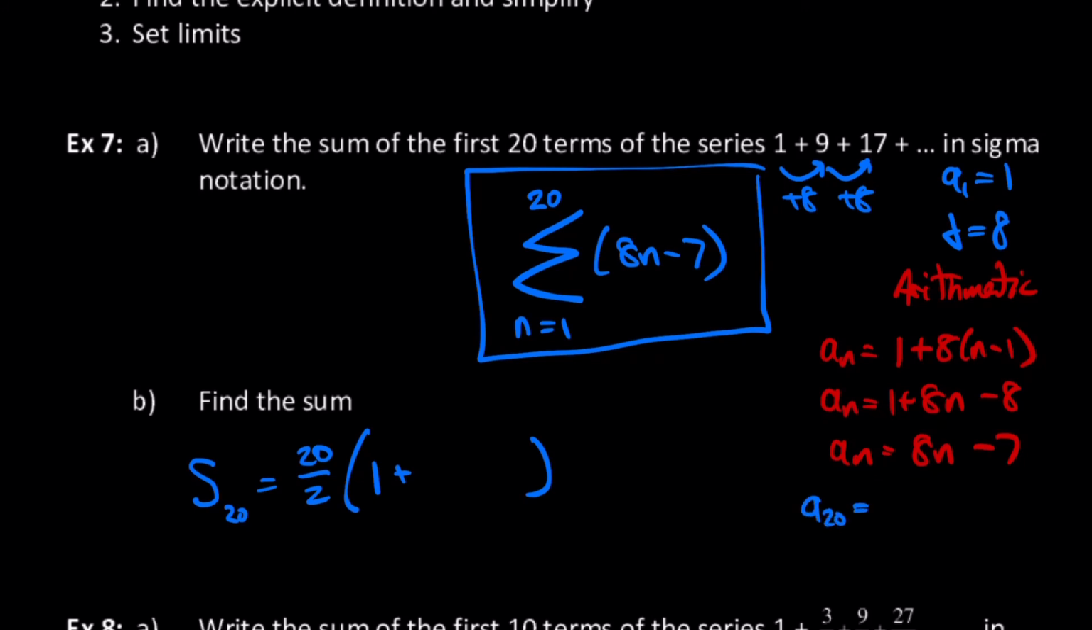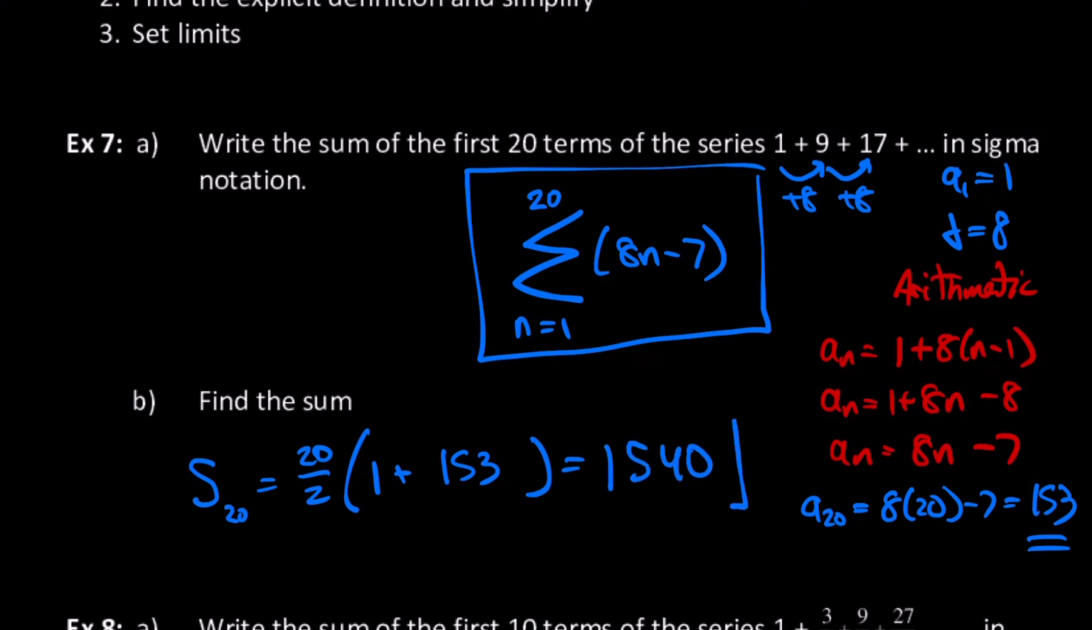A sub 20 will be 8 times 20 minus 7. 160 minus 7 is 153. That will go right here. And then we just throw that into the calculator, and I got 1,540.